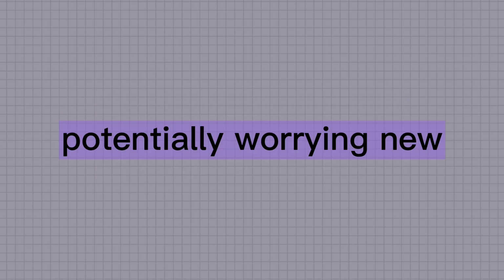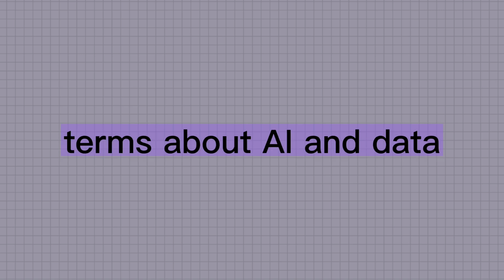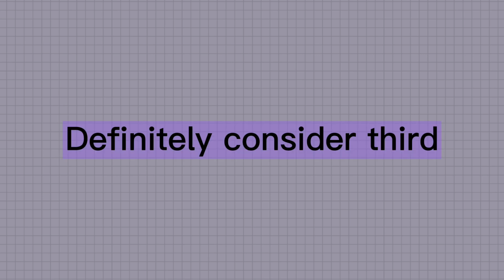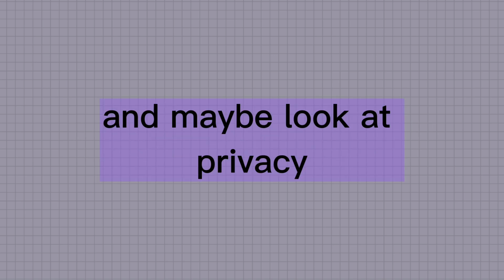So to wrap up, key concerns are the extensive data collection, including scanning email content for ads, the history of huge breaches, potentially worrying new terms about AI and data sharing, and no built-in end-to-end encryption. Absolutely. Recommendations: use the privacy controls they offer. Definitely consider third-party encryption if you're sending sensitive stuff. Be mindful of what you put in emails, and maybe look at privacy-first email providers if these issues are dealbreakers for you.